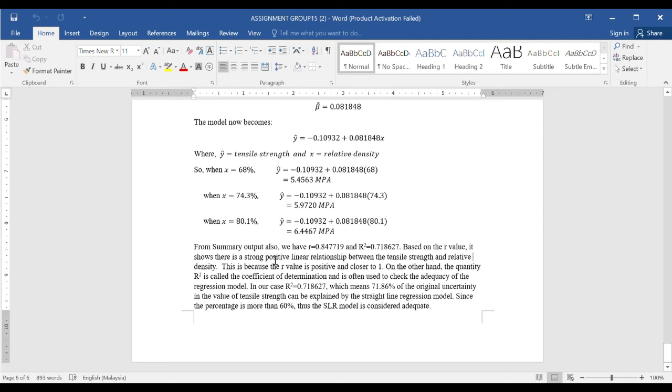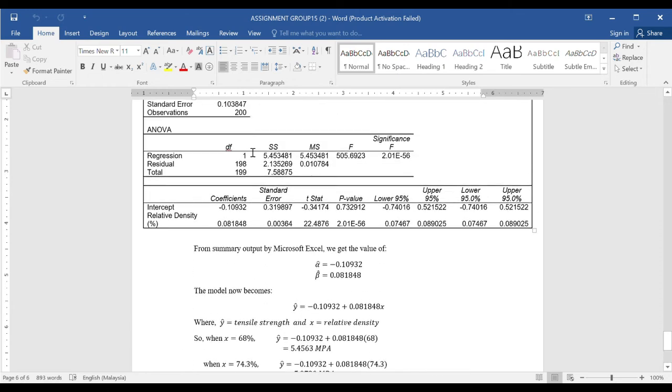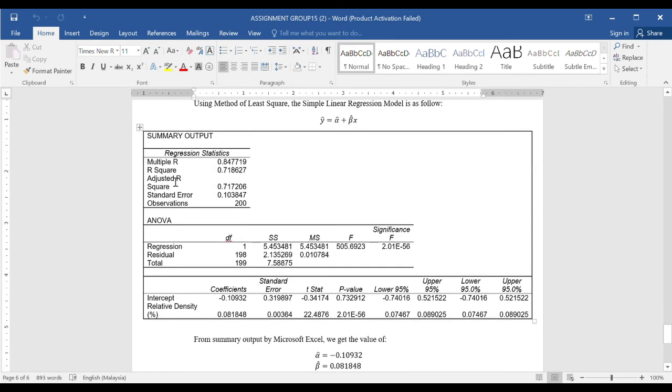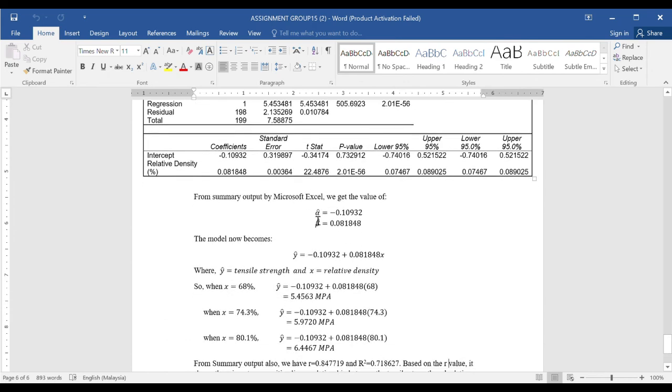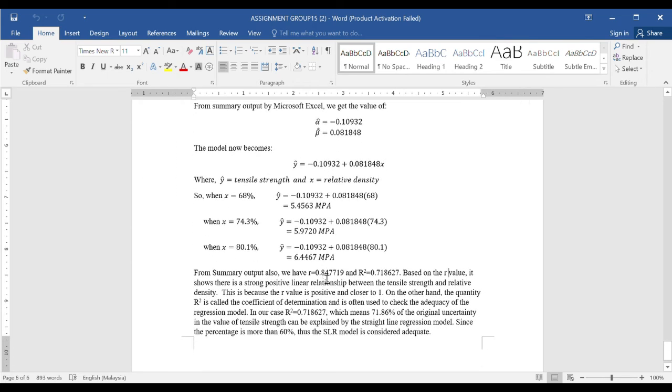From the output summary of Excel also, we can obtain the value R and R squared. From here, the multiple R and the R square, where the R will equal to 0.847719 and the R square is equal to 0.71862. From the value R, it is shown the strongly positive linear relationship between the tensile strength and the relative density. This is because the value R is a positive value and it is close to the value of 1.